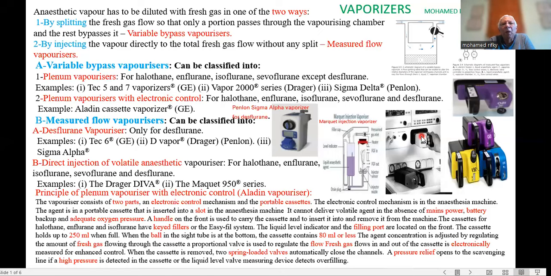بسم الله الرحمن الرحيم. Today we will discuss vaporizers. The aim of the vaporizer is to deliver a diluted amount with a fresh gas flow in two ways.